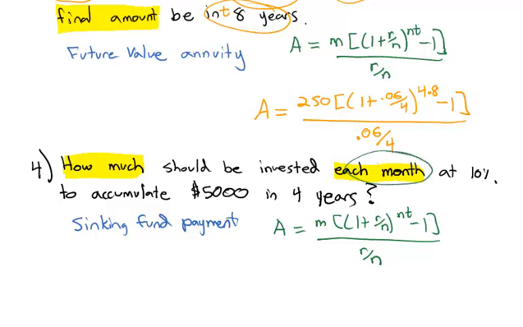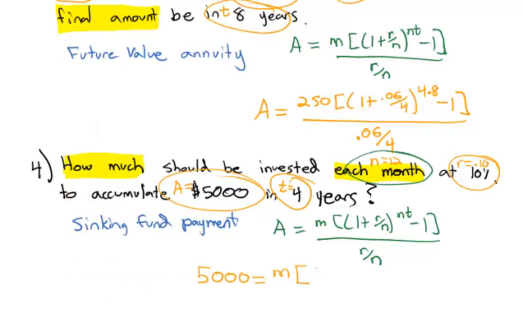So how much should be invested each month? So with months, N is equal to 12, 10%. The rate is 0.10. $5,000 is the accumulated future value in 4 years is the time. So we've got $5,000 for A equals the sinking fund payment, which we're looking for, times (1 plus the interest rate, which is 0.10 over N, 12 months) to the 12 times 4, minus 1, all over 0.10 over 12. Solve this formula for M, and we will know the sinking fund payment into this annuity.